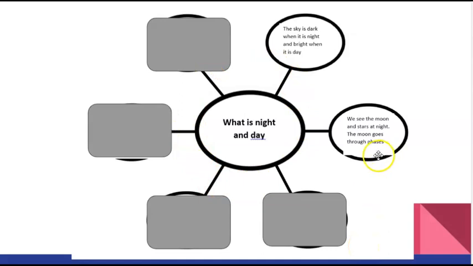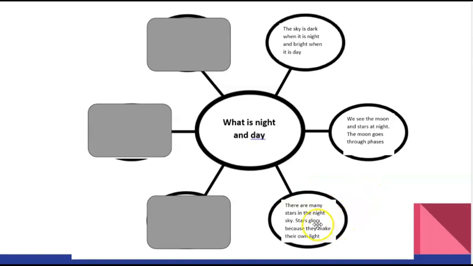I also included the sentence, the moon goes through phases, because like we learned in the book, the moon looks different each night because it changes shape, or it goes through phases. So even though we see the moon every night, it might look different depending on the shape or the phase of the moon. What do you think I included about stars? What would you have written in your key detail web about stars?